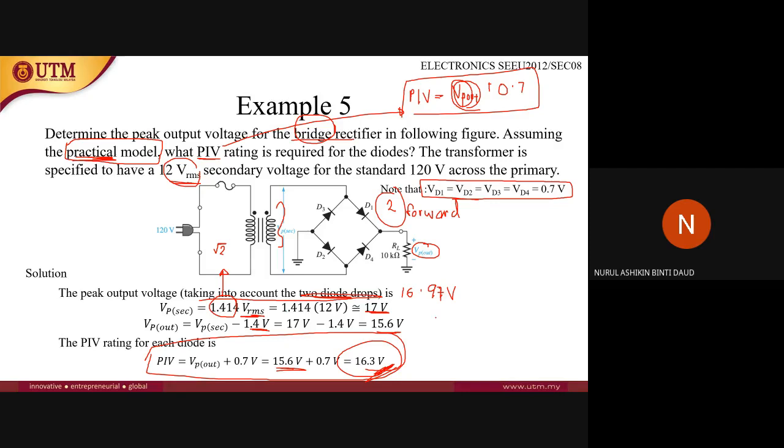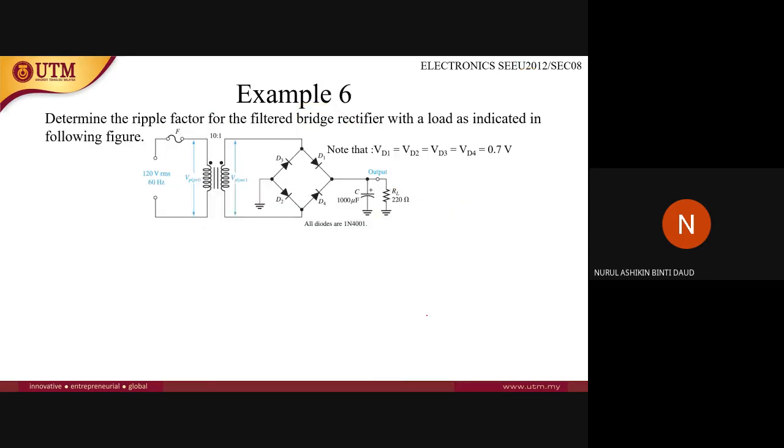Okay, next question. Determine the ripple factor. Okay, the ripple factor, which is r equals VR(pp) over VDC. Determine the ripple factor for the filtered bridge rectifier with a load as indicated in the following figure. Okay, so VP primary, this is the value of the input source. Yeah, VP secondary, and then the output. So there is a capacitor here, and there is a resistor here. Okay, so this is the value of the diode's drops.